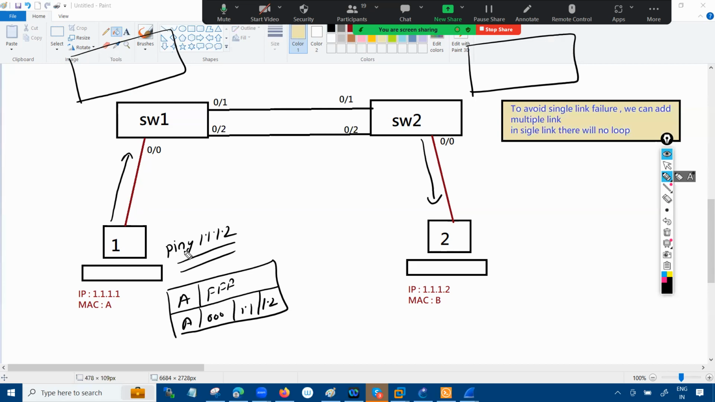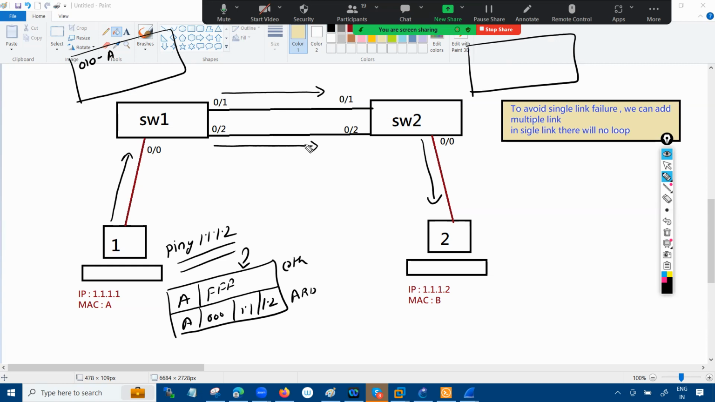Then what happened? It will generate the ARP request packet. In the ARP request packet, the source MAC will be PC1's and the destination MAC will be FF. This is my Ethernet header and this is my ARP header, right? When PC1 generates the packet, switch 1 will receive it on this particular interface 0/0. What will it do now? Again, it learns the source MAC address, so it will learn MAC address A on 0/0. Now what will it do? Based on the destination MAC information, it will broadcast. It will forward the frame on this particular interface and this particular interface as well.